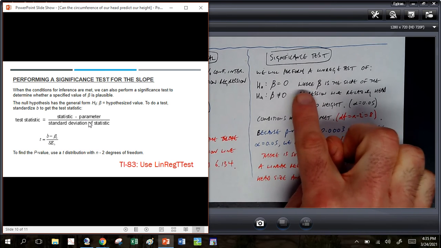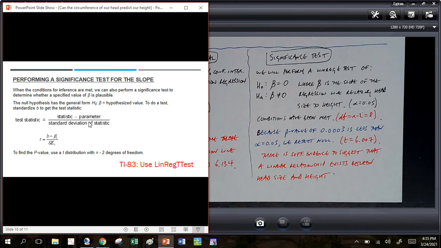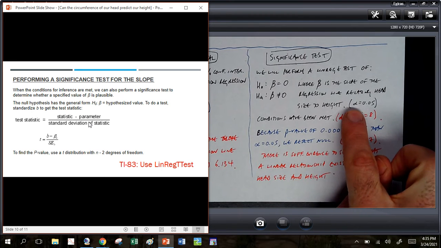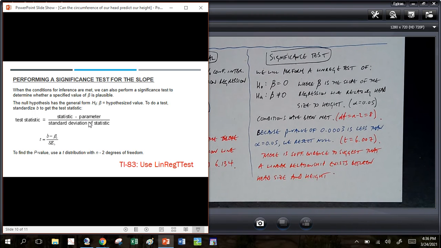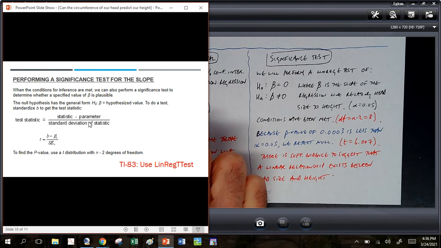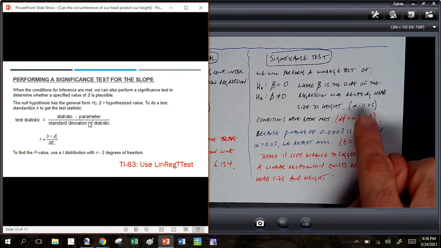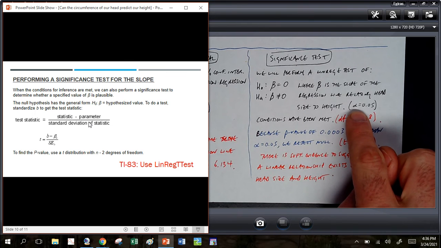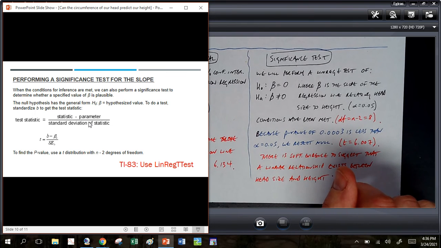And remember, define the parameter. Here, beta is the slope of the regression line relating head size to height. Because no significance level was given, I'm going to use 0.05. We know that the conditions have been met, and make sure you check that for the confidence interval as well. We're going to choose a significance level of 0.05 because none was given.